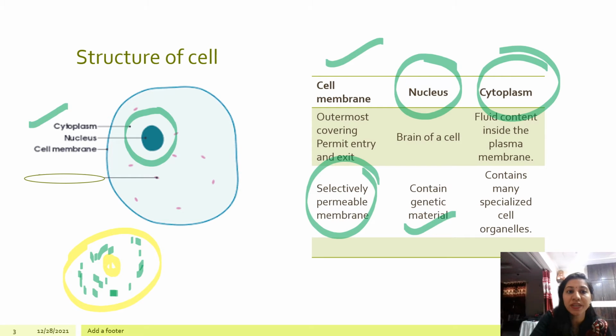Cytoplasm is the fluid content that is present all over inside the cell, that contains specialized cell organelles as well, like mitochondria, Golgi apparatus, endoplasmic reticulum. So this is the simplest structure of a cell.